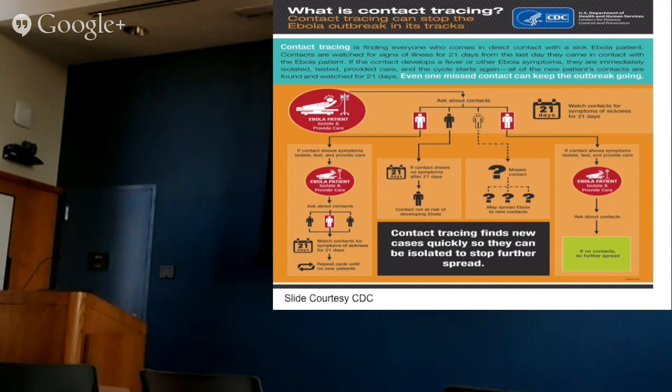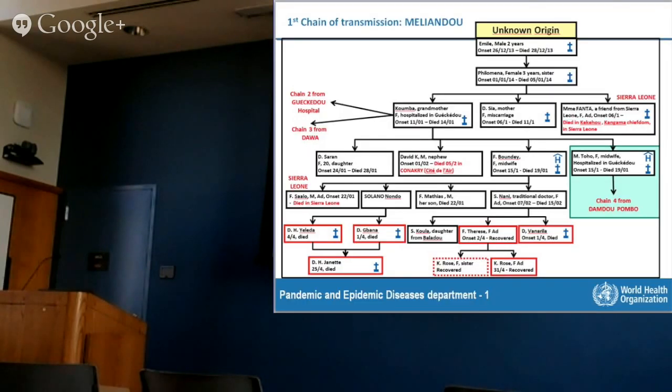But they had to be traced. So that's a big job for public health, to find all of these people and find out what in fact they did, and to follow them for what we consider to be the maximum incubation period, 21 days, so that we know they're not going to get sick. Contact tracing identified what we think was the index case, the first patient in Meliandou, Guinea, that started this whole chain reaction. And you can see the many contacts that this led to.